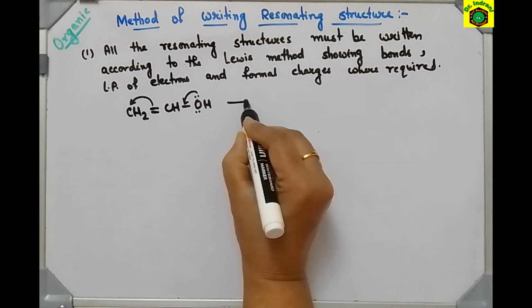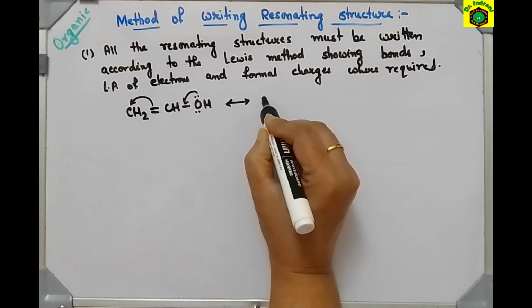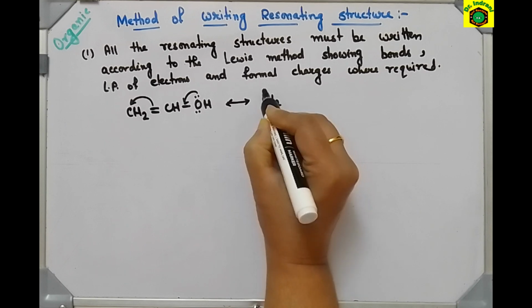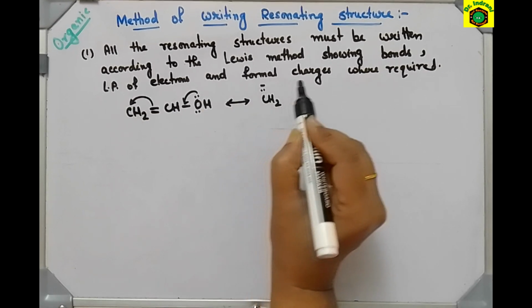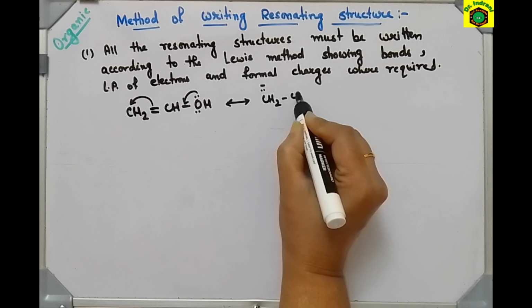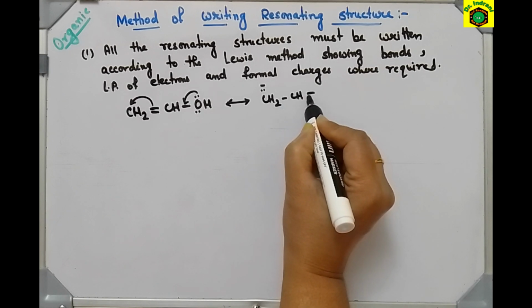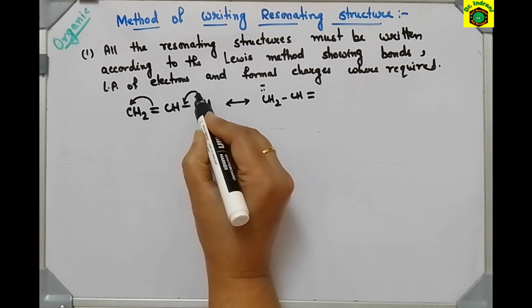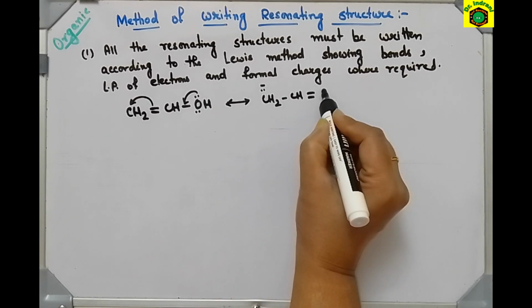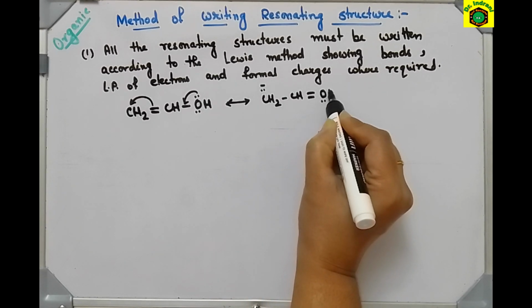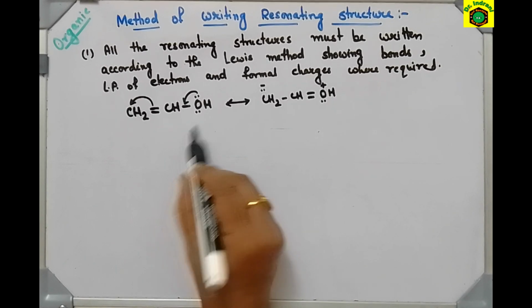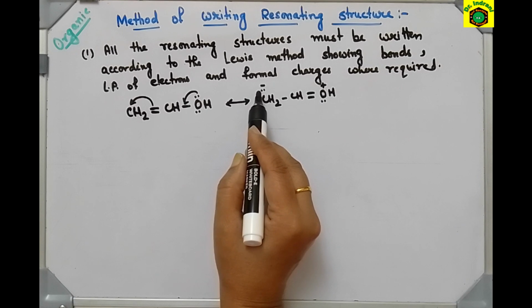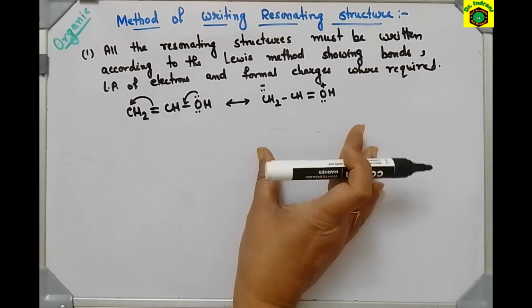So what is the resonating structure? The next resonating structure is this one. Here this electron density shifted, this lone pair will form a double bond here, and if you calculate the formal charge, plus is coming. Here also you can calculate the formal charge, or you can use your concept.